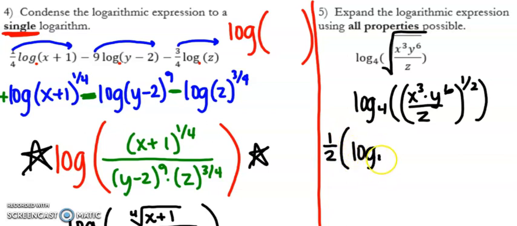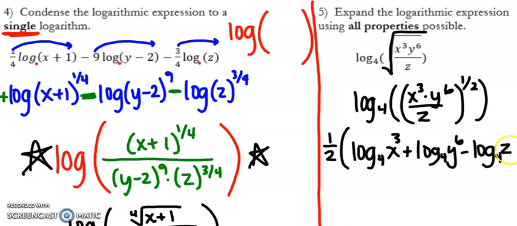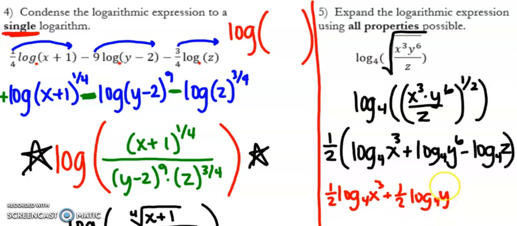Then I'm going to have log base 4 of x to the third plus log base 4 of y to the sixth minus log base 4 of z. Well, each one of these gets a 1/2. So I'm going to distribute that 1/2. Oop, that's a minus sign in there. Log base 4 of z.